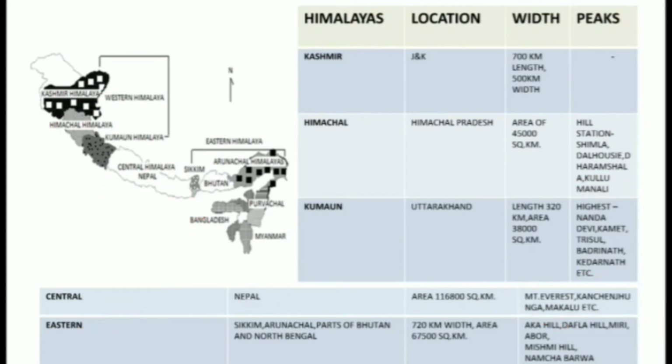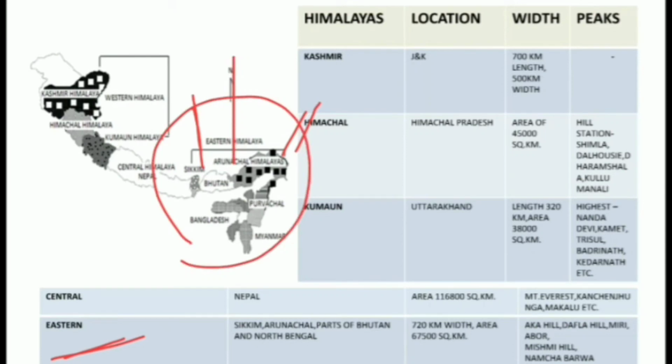After the Central Himalaya, in the extreme eastern part, we have Eastern Himalaya. Here you can see the Sikkim part, parts of Arunachal Pradesh, parts of Bhutan, North Bengal. These all are under the Eastern Himalaya region. Eastern Himalaya is also known as Purvanchal. Okay, because it is situated in the east or Purb. That's why Purvanchal. Now, the width is approximately 720 km and area is 67500 square kilometer. Aka Hills, Dafla Hill, Miri Hill, Abor, Mishmi and Namcha Barwa, those are some important hills under this Eastern Himalayan region. Okay.